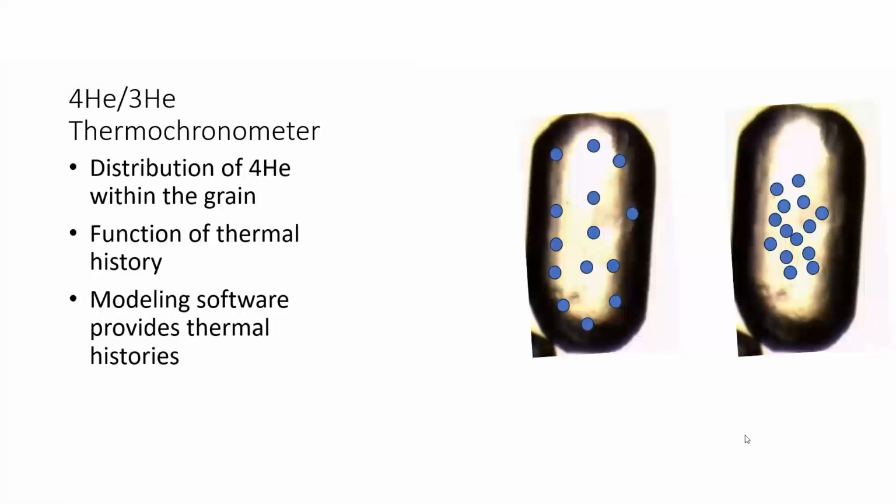So like this one would have maybe cooled faster, and then this one would have cooled slower, and you have more helium kind of distributed evenly throughout the grain. So its helium distribution is a function of its thermal history. And so what you do is you take these grains and then you degas them step by step. And so, the first steps, the helium is going to come out from the sides until you get all the way to the center of the grain. And with that data, you put it into another software. We use MATLAB software for this. And then it gives you cooling histories.